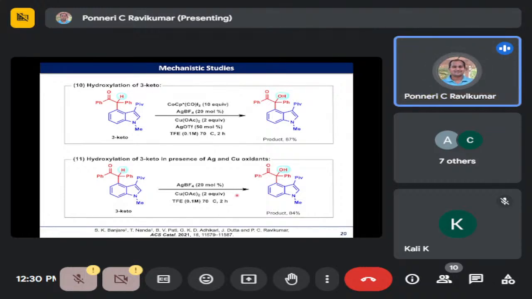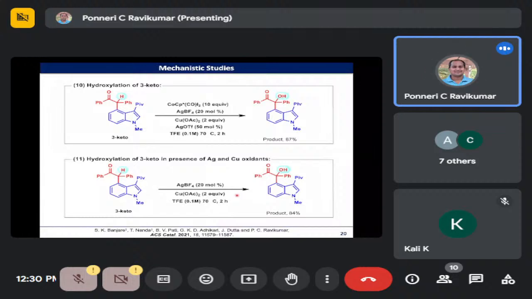And then we also wanted to test whether this reaction is going by radical mechanism or ionic mechanism. So generally, what we do is that we add some radical scavengers. So if this mechanism is through radical process, then the radical scavengers will stop this reaction. So TEMPO and BHT are very well known radical scavengers. When we added these radical scavengers, this reaction did not stop.